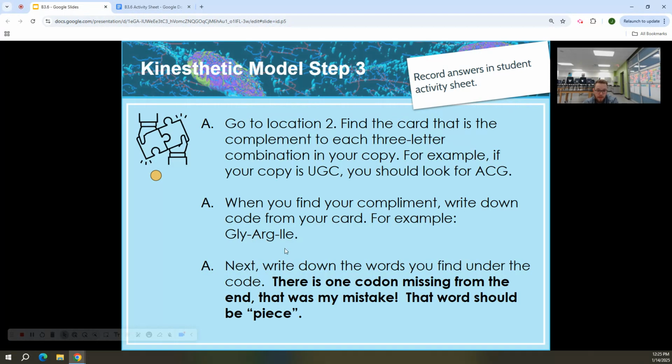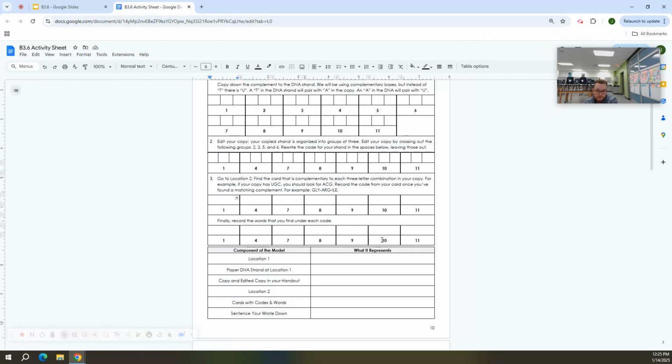Okay. Then, finally, you're going to write down the words you find under the code. There is one codon missing from the end. So there's one missing. The word should be peace. So the last that's missing is peace. So when you can't find 11, the word is peace.